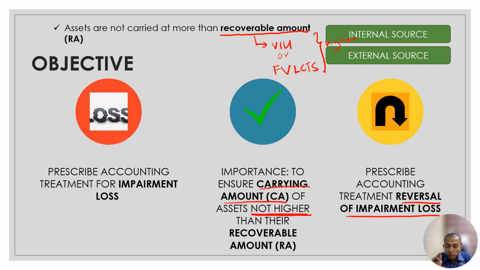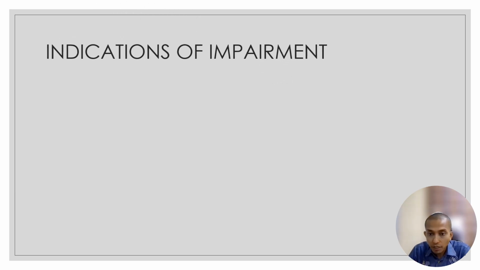So why does a company do impairment loss? Because there is an indicator. Where does the indicator come from? The indicator can come from an internal source or an external source. An indicator is a sign that causes the company to need to impair their asset. Impairment and revaluation are two different things. Don't get confused. So basically, this is the indicator of impairment.